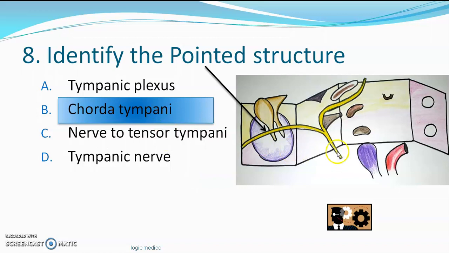Answer is chorda tympani. This is the facial nerve. It's giving a branch which is going across the tympanic membrane like a cord or a string of a guitar. So it's called chorda tympani. The other option, tympanic plexus, will be there on the medial wall. Nerve to tensor tympani will be there next to the handle of malleus, but tensor tympani is not shown here. Tympanic nerve, there is nothing like that.